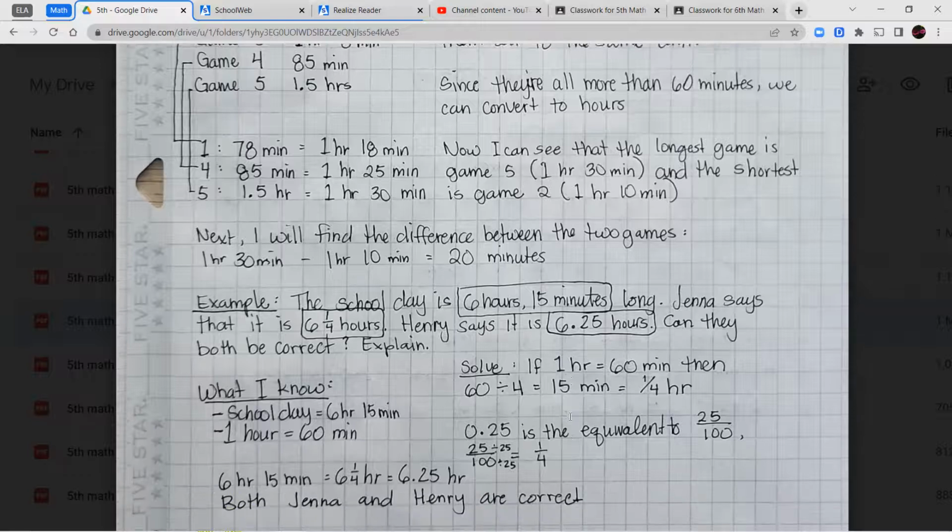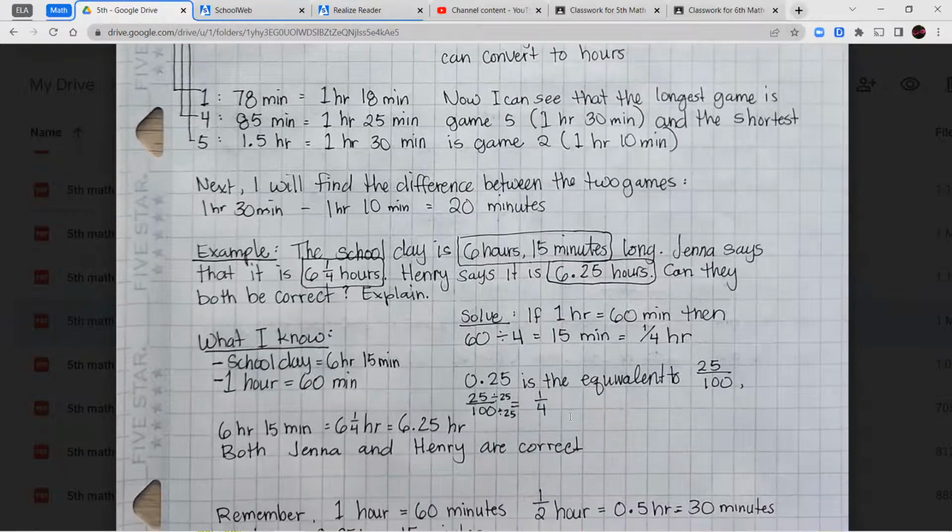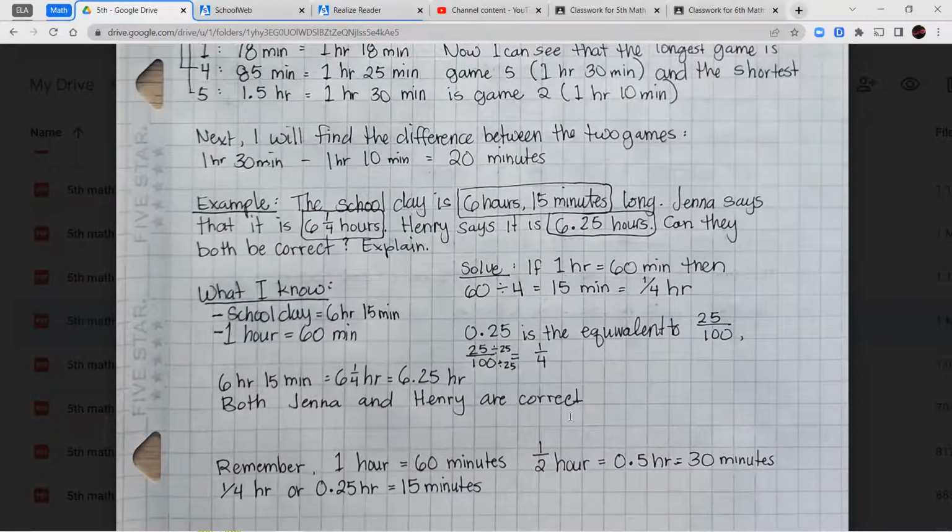Let's take a look at another example. It says the school day is 6 hours and 15 minutes long. Jenna says that this is 6 1/4 hours. Henry says that this is 6 25/100 hours. Can they both be correct? Explain. So let's think about what I know.